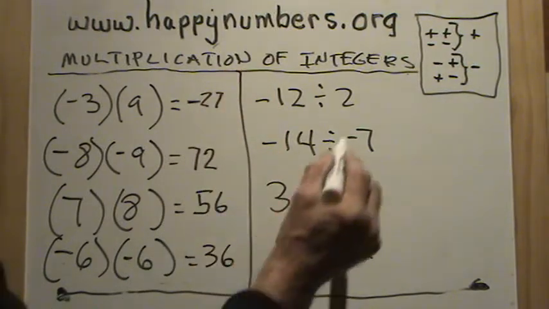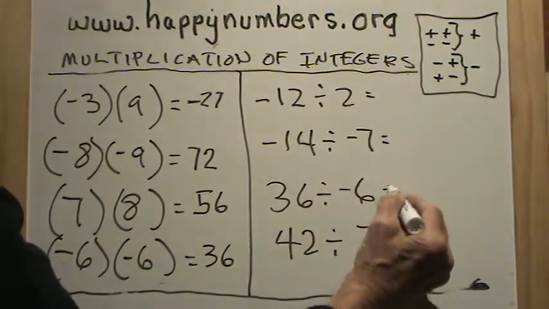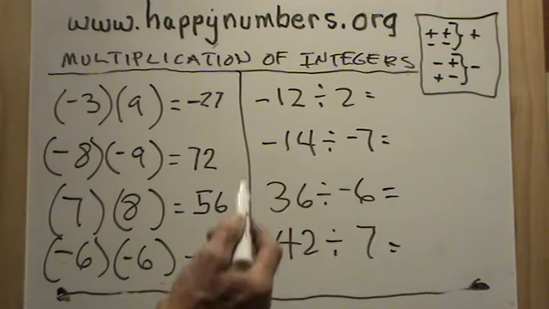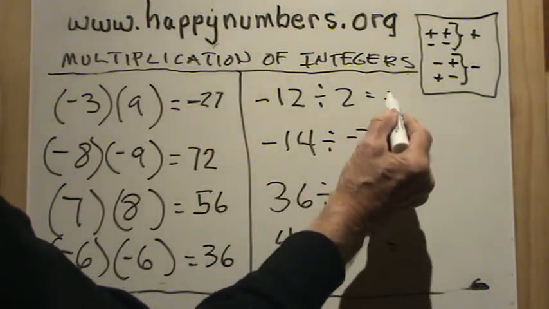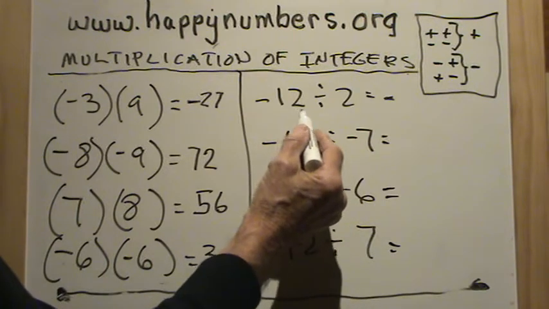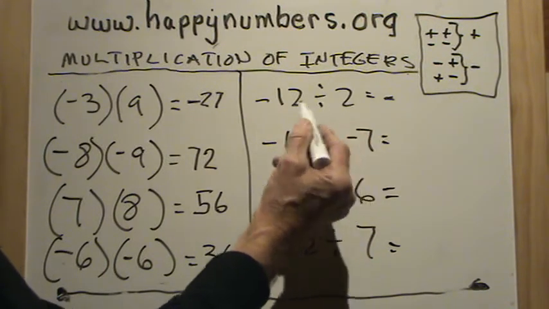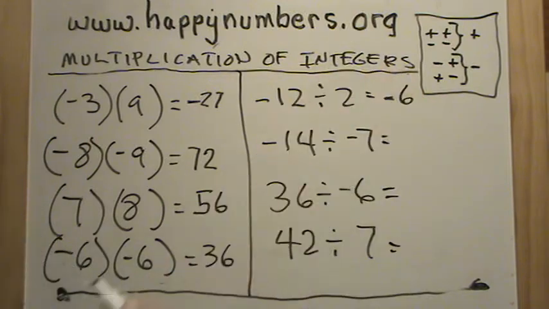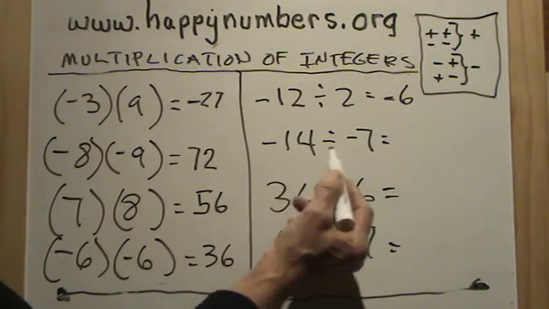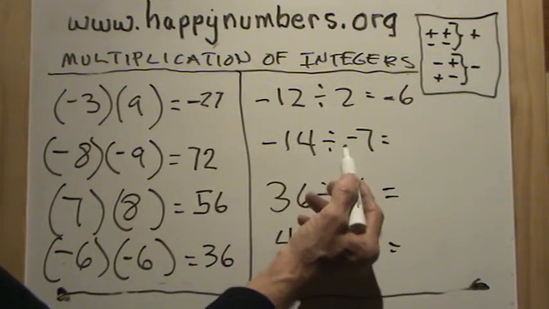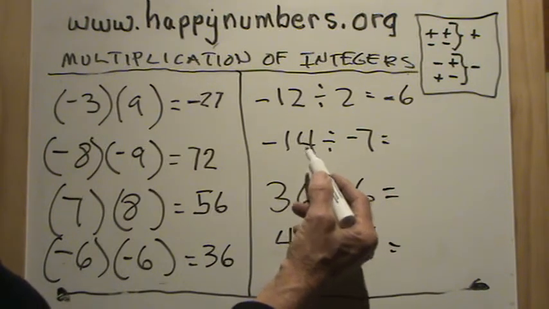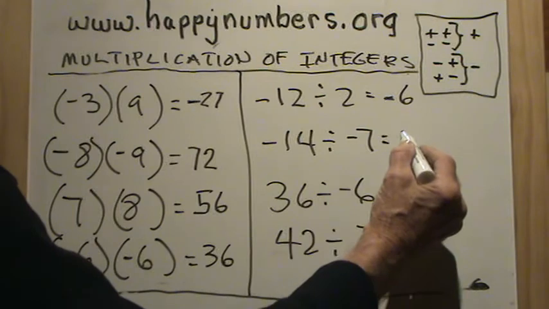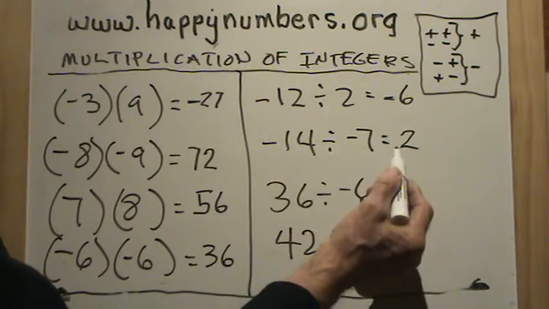Let's come here. Well, I have a negative and a positive, so I know this answer is going to be negative. So 12 divided by 2, 2 goes into 12 6 times, so the answer is negative 6. Negative and a negative, so the signs are the same, so the answer is going to be positive. 7 divides into 14 2 times, so since it's negative and negative, it's positive.